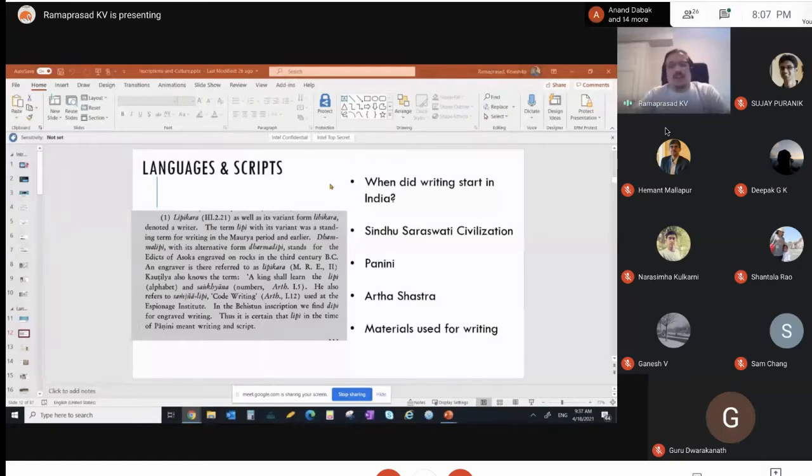So what was used for writing? As I said, I think they started writing on perishable material, like Bhurjapatra and Talapatra, which has to be copied and recopied. And therefore, for writing that has to stand for a longer time, they started using metal as well as stone.